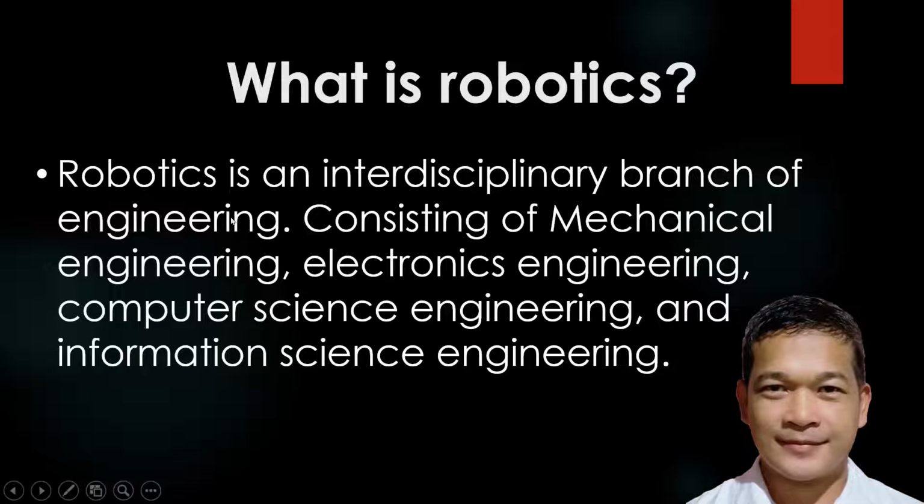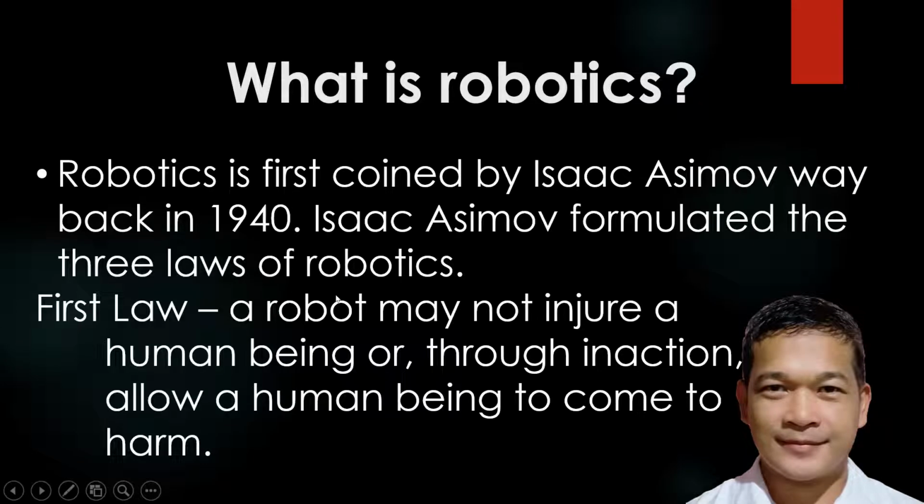So again, robotics consists of the disciplines of mechanical engineering, electronics engineering, computer science engineering, and information science engineering. So what is robotics? The term was first coined by Isaac Asimov way back in 1940. Isaac Asimov formulated the three laws of robotics.